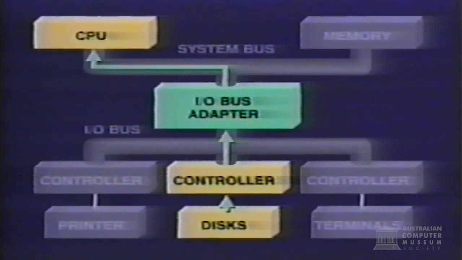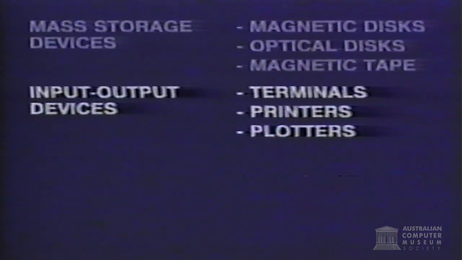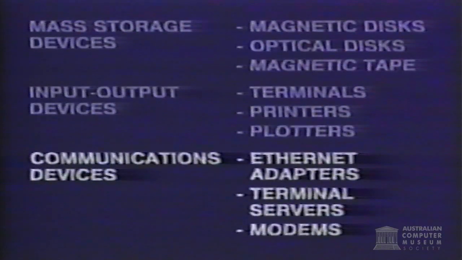A wide variety of peripheral devices may be used with VAX systems, including mass storage devices, such as magnetic disks, optical disks, and magnetic tape units; input-output devices, including terminals, printers, and plotters; and network communications devices, such as Ethernet adapters, terminal servers, and modems. Additional information on these peripheral devices is provided in the VAX Hardware Handbook.